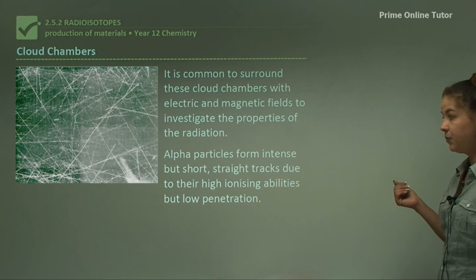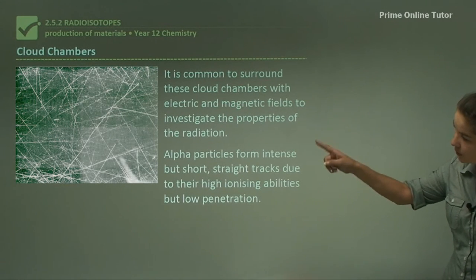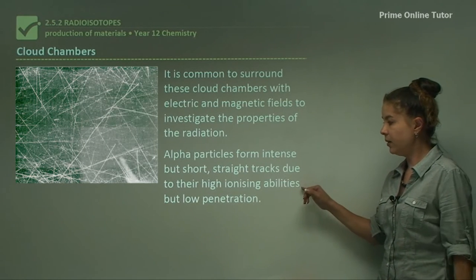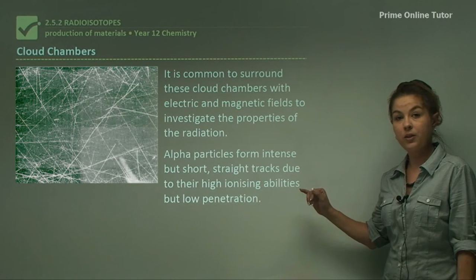So alpha particles form intense but short, as you can see on the picture, intense but short straight tracks because of their high ionizing abilities but low penetration.